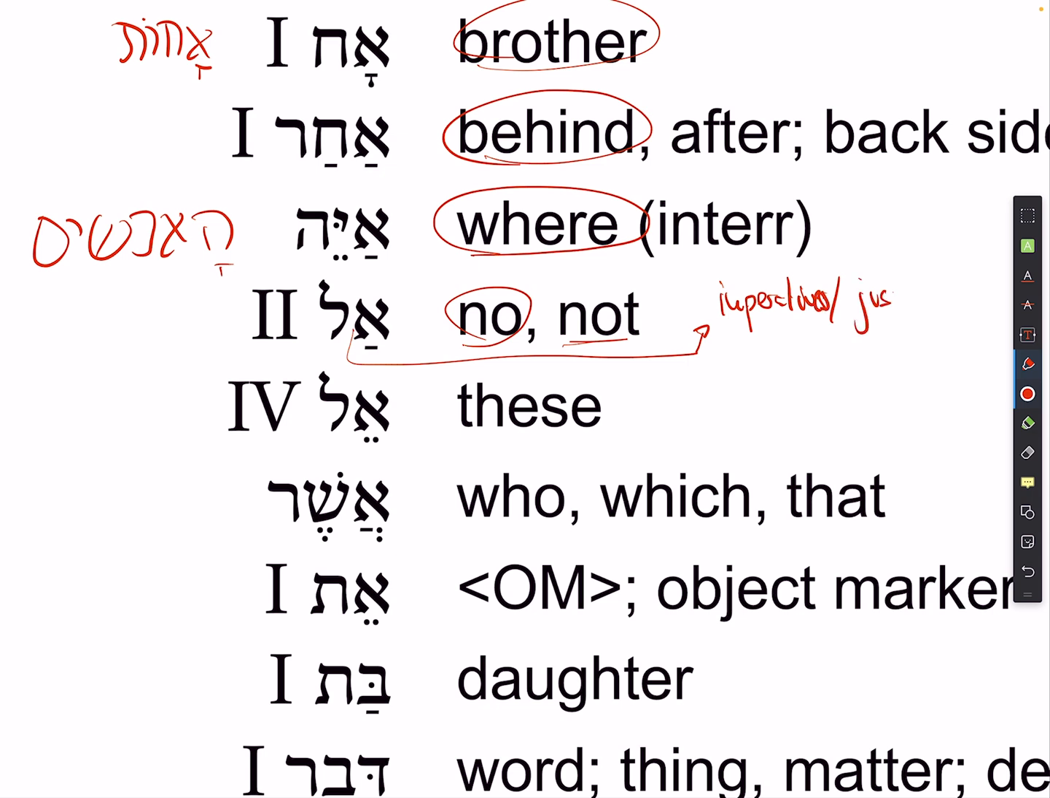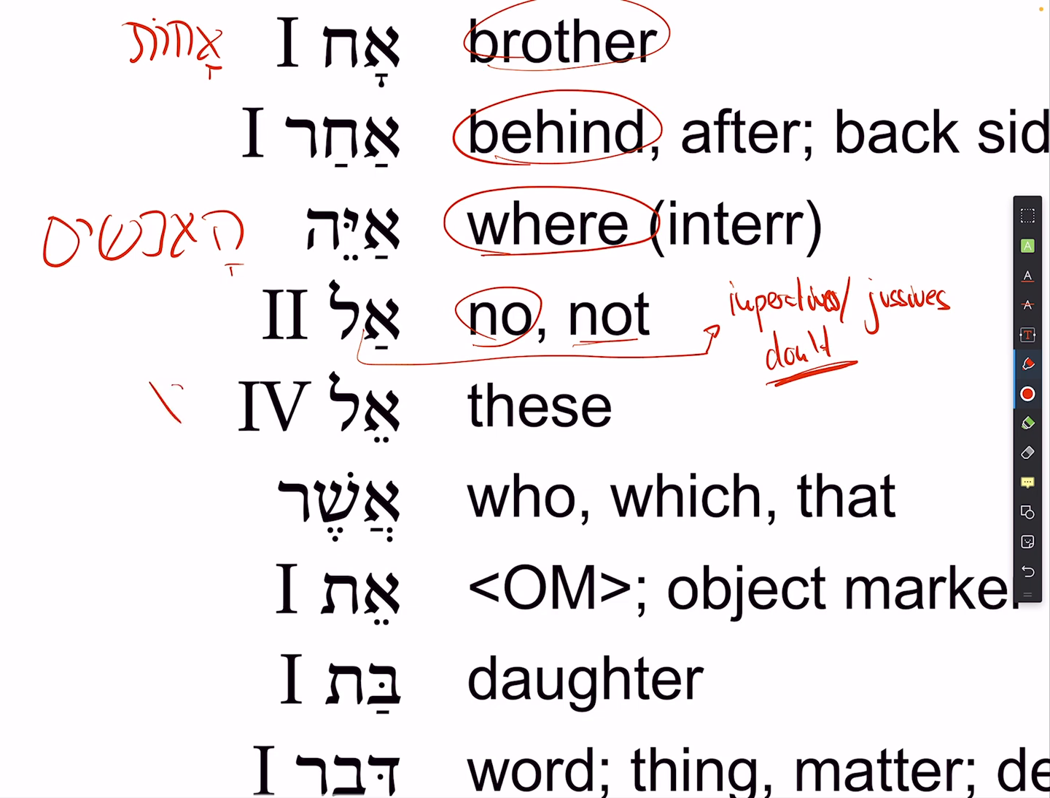And it's probably best translated as don't. A negation of an imperative, don't do this, don't do that. Al, no, not, or don't. El is a variant of ele and means these, a demonstrative pronoun. El, ele.